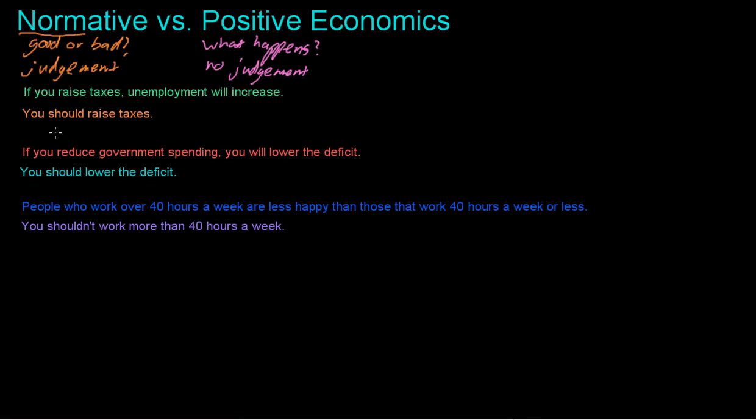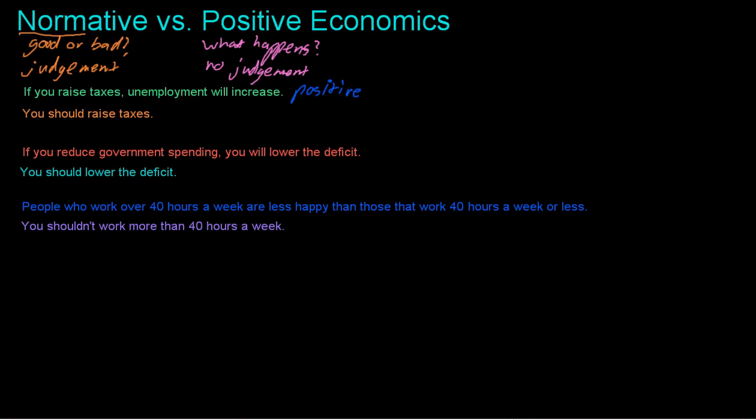So then I just put down a couple examples here just to make this distinction a little bit clearer. So the statement, if you raise taxes, unemployment will increase, is that positive or is that normative? And the answer here is that this is positive because it's not making any judgment whatsoever. It's simply saying if you raise taxes, unemployment will increase. That's just what we've seen in the past, and there's lots of reasons to believe that that's the case.